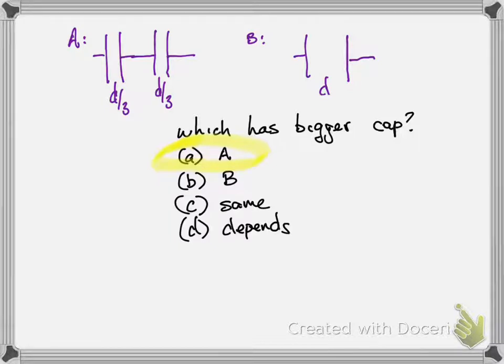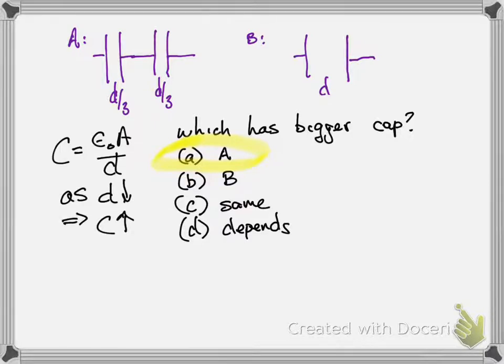So as the D is decreased, right? We've decreased the D's in system A. We've decreased the distances. As the distance is decreased, then the capacitance is increased, right? Because C is equal to epsilon 0 A over D in general. So as D is decreased, therefore C is increased. So A should have the bigger capacitance.